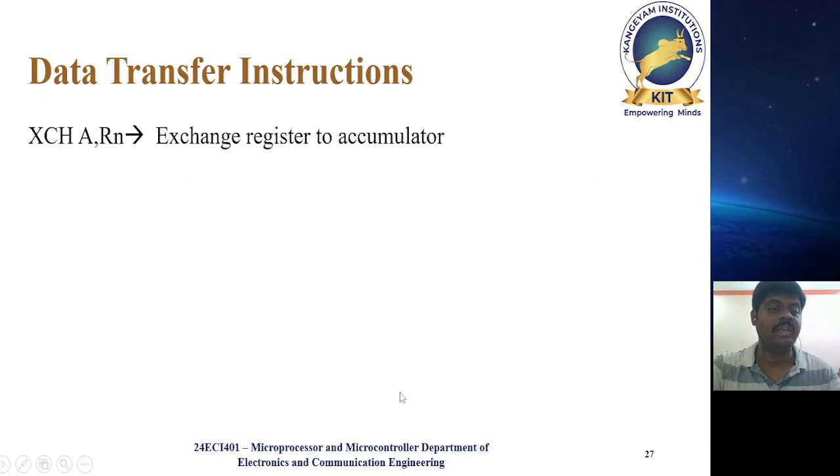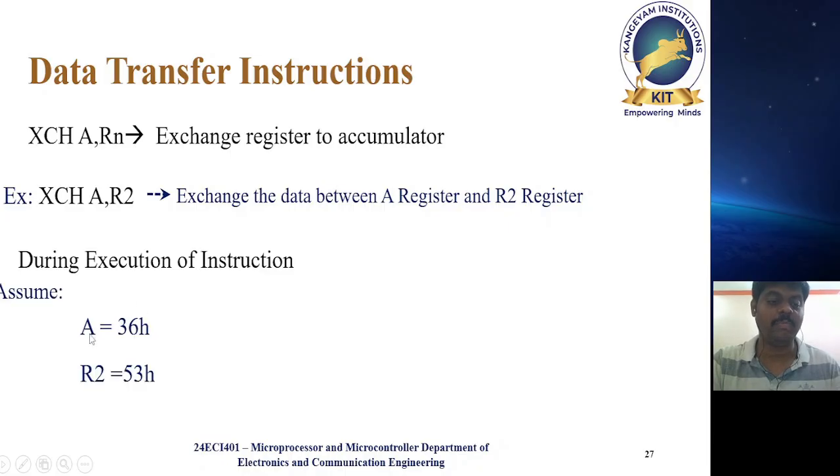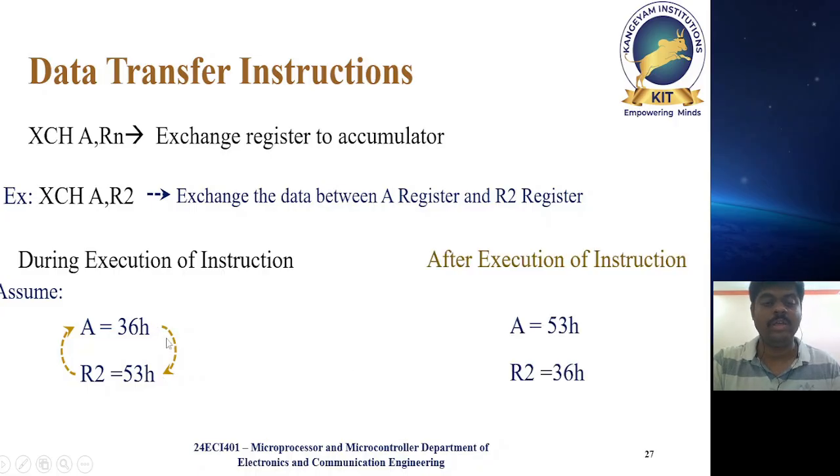The next instruction is XCH A, Rn. This is nothing but exchanging a register with the accumulator. That means we are going to exchange two registers. Example, XCH A, R2. The data between the A register and the R2 register will be exchanged. For example, A equals 36 and R2 equals 53 as the initial condition. After executing the instruction, whatever value is in R2 will be moved to A and whatever value is in A will be moved to R2. So the exchange happens.